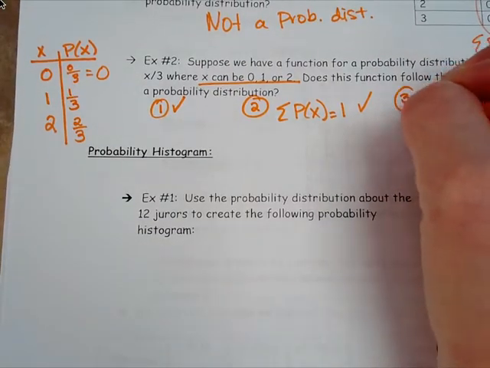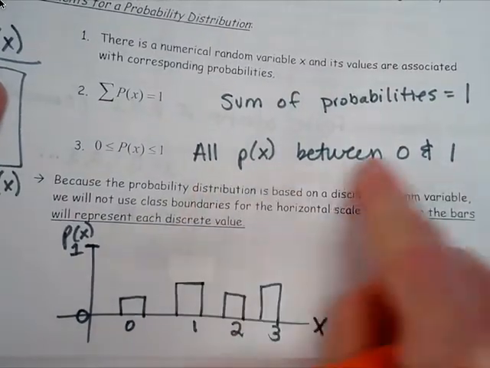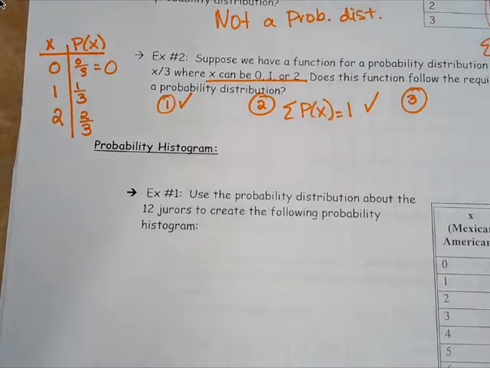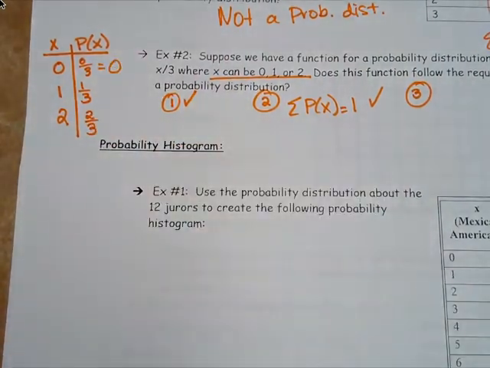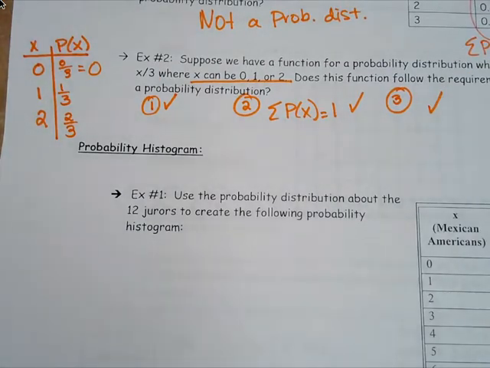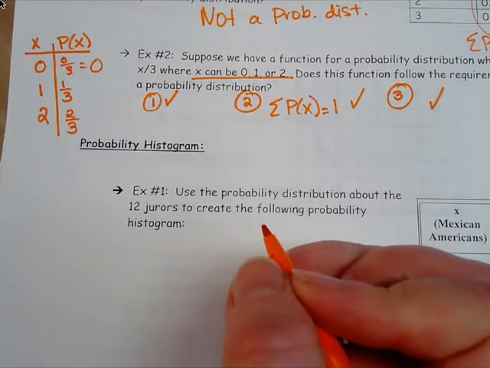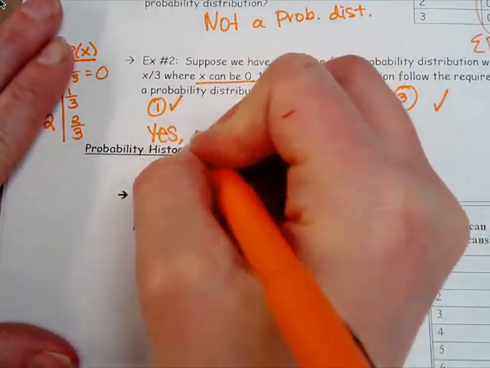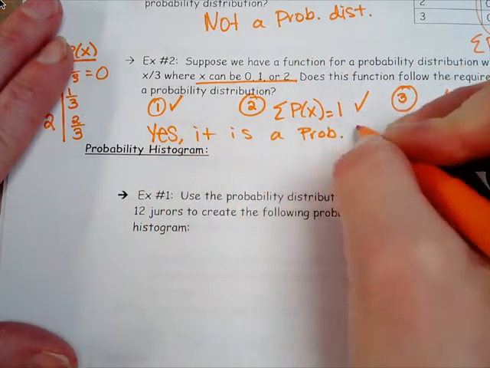Number 3 says all of your probabilities are between 0 and 1, and it can be equal to as well. Are they all between 0 and 1? Yep. So if all of these check out, that means it is a probability distribution. So yes, it is a probability distribution.